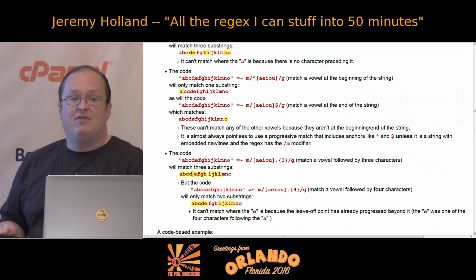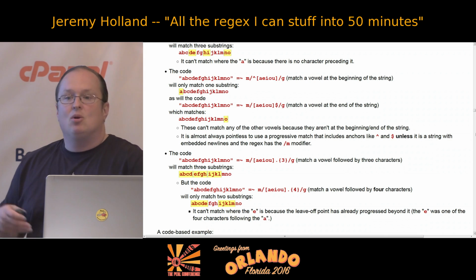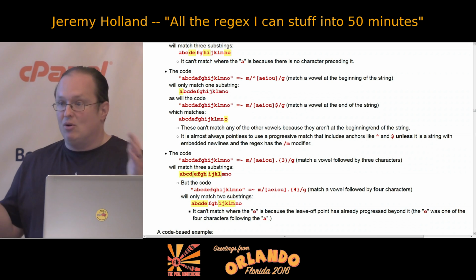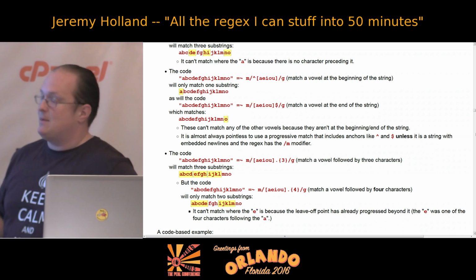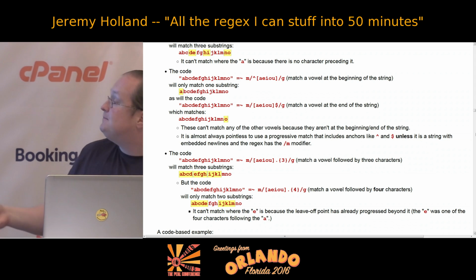Another important note is that if you use positional anchors, particularly the caret and dollar to mean beginning and end of string, progressive match typically will not do much because you can only match the beginning of the string in one way. The exception would be if you're matching repeatedly against lines in your slurped-in file.